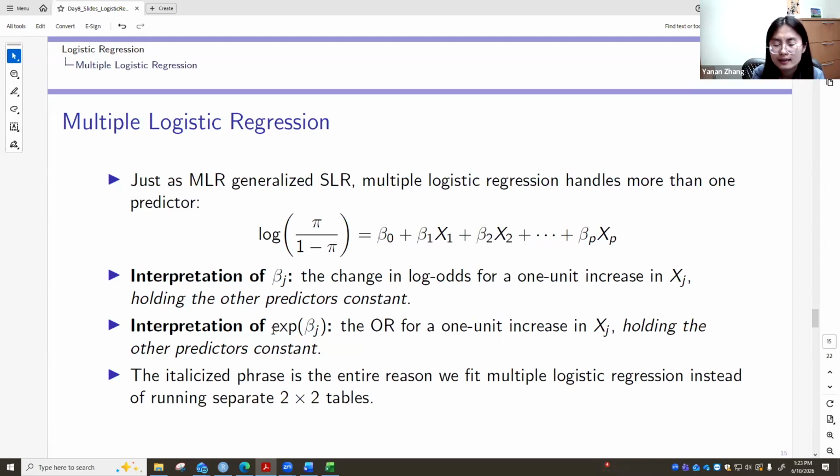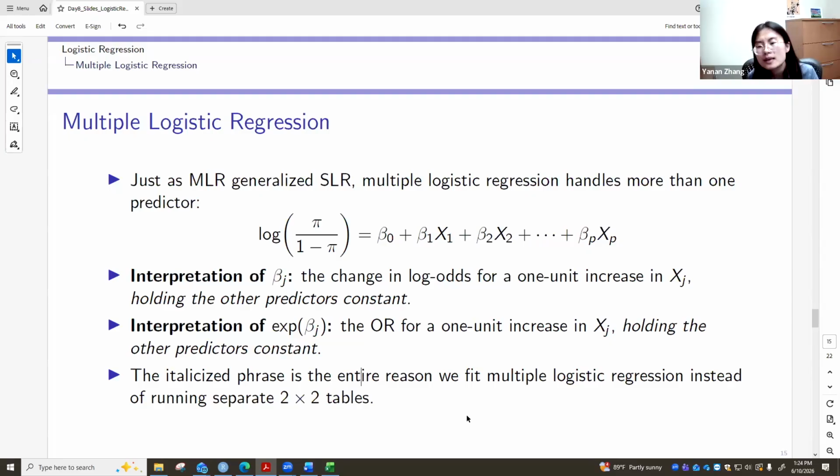Similarly, if we take the exponential of beta j, we get the odds ratio, right? It's the odds ratio associated with a 1 unit increase in xj, holding the other predictors constant. Make the other variables the same. What happens if we increase xj by 1 unit? Sometimes people say holding the other predictors constant. Some people just say controlling for other predictors, or people can say adjusting for other predictors. It's exactly the same thing. Just keep those the same. What happens if we change x1 by 1 unit?